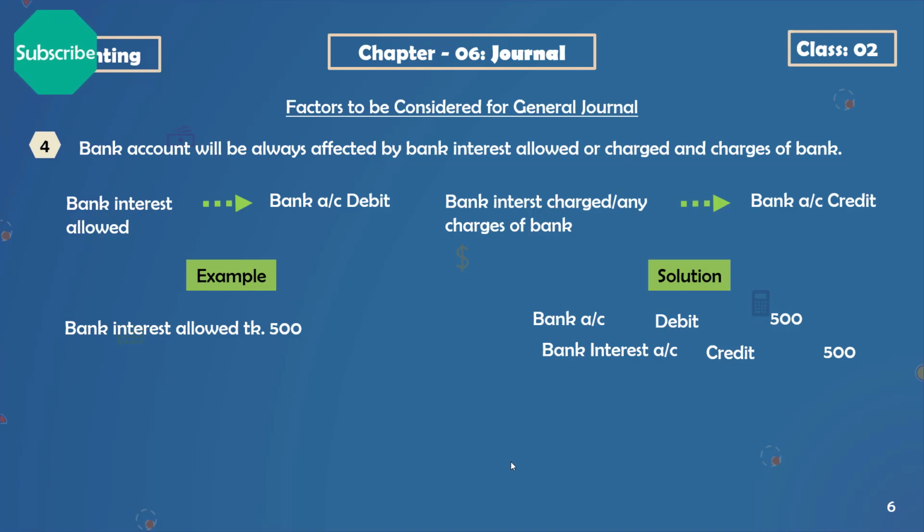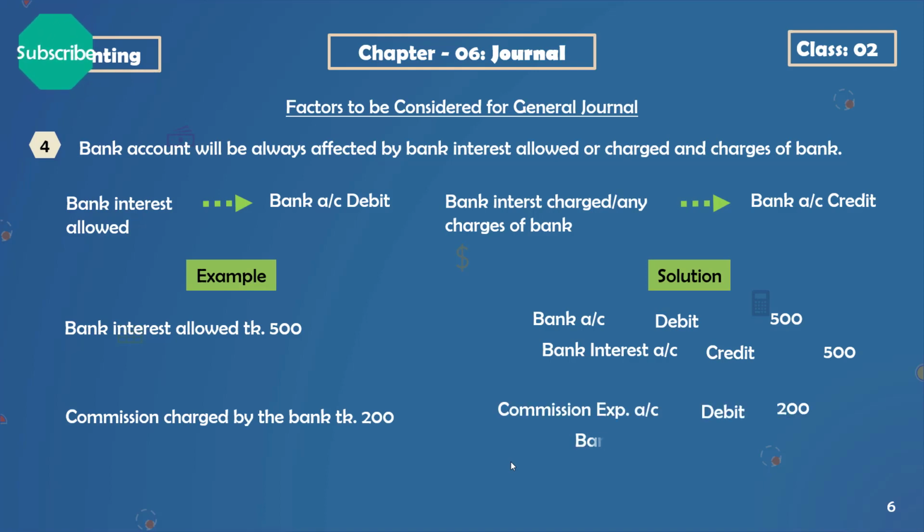And alternatively, when the bank charges any commission or expenses from us, then we have to credit bank account, and we have to debit that particular expense accordingly. Okay, so commission expense account debit, bank account credit. Because the bank charged a commission from us, it would reduce our bank balance, so we credited bank account. And since an expense named commission was incurred, we have to debit commission expense account. Okay, all right, next factor.